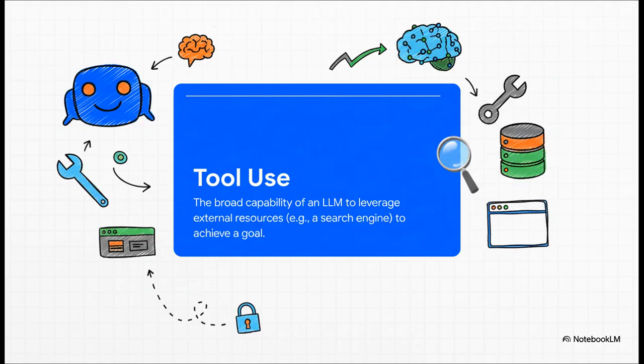Okay, so the big idea, the high-level concept, is something we call tool use. You can think of this as the overall strategy. We're basically giving the LLM permission to use outside help. Anything from a search engine to your company's internal API for booking conference rooms. It's the what the AI is allowed to do.